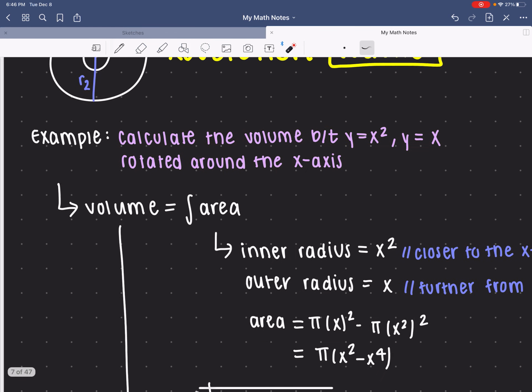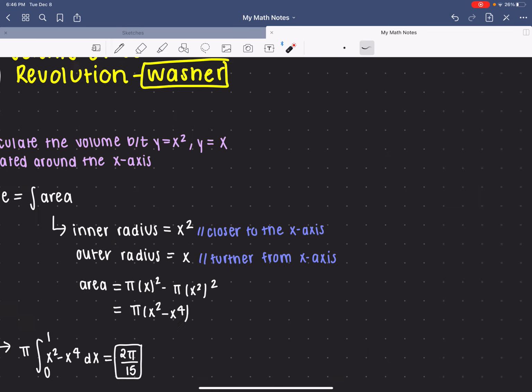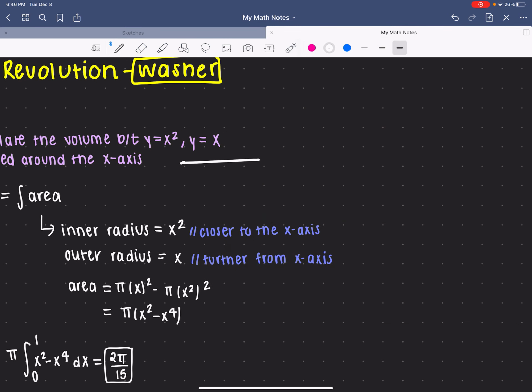So if we have the example, calculate the volume between the curve y equals x squared and y equals x rotated around the x-axis, the first thing we want to do is kind of visualize what we're doing. So let's draw a graph. If we have our coordinate plane, we know that the graph of y equals x squared looks something like this for x greater than 0.